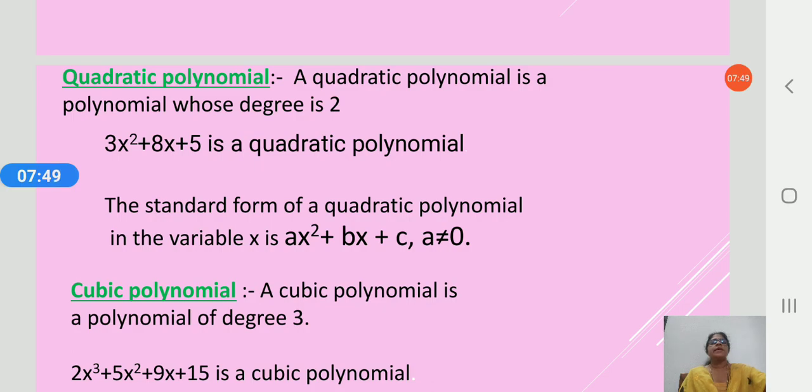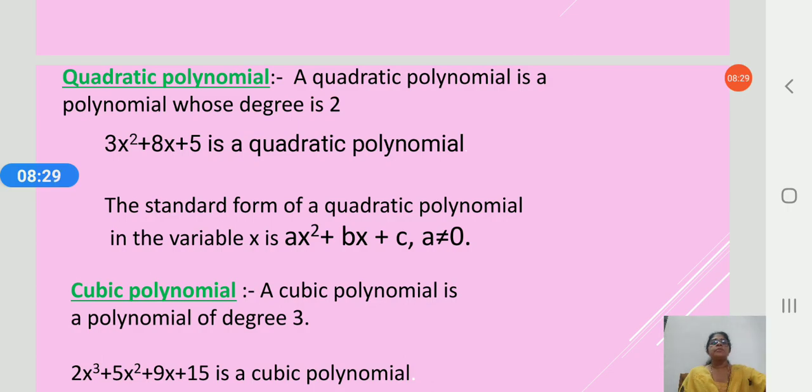And this year we are studying about quadratic polynomial. Quadratic polynomial means the degree of the polynomial is 2. Example: 3x square plus 8x plus 5 is a quadratic polynomial. Here in 3x square, the degree of x is 2. The general form of the quadratic polynomial is ax square plus bx plus c, where a is not equal to 0, and a, b, c are real numbers.